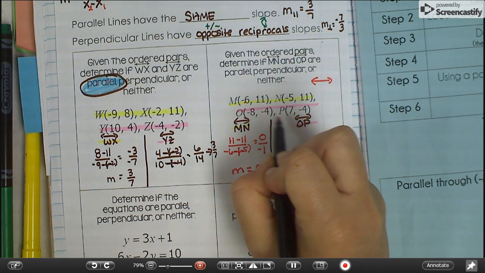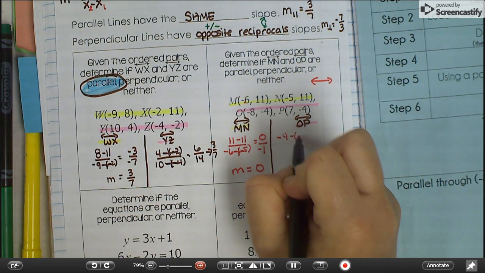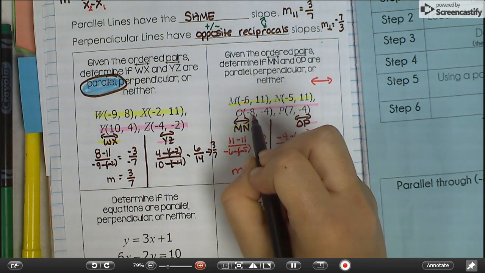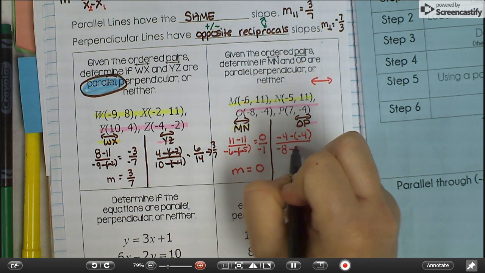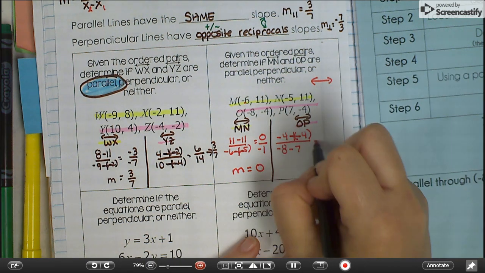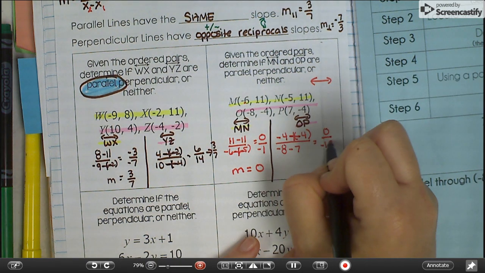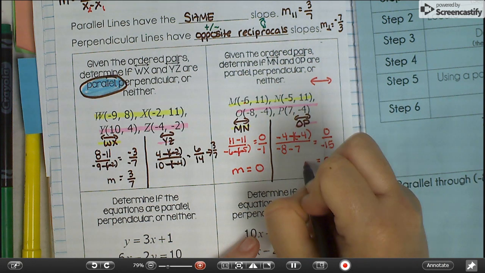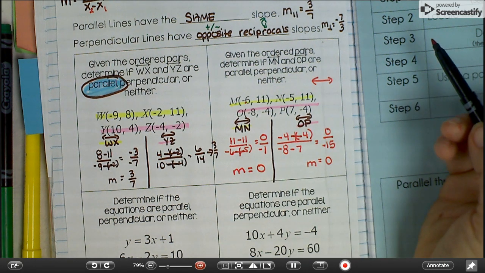We have y minus y, -4 minus -4 over x minus x. Minus a negative is a positive. So we have 0 over -15, and that again equals 0. So these lines are parallel.